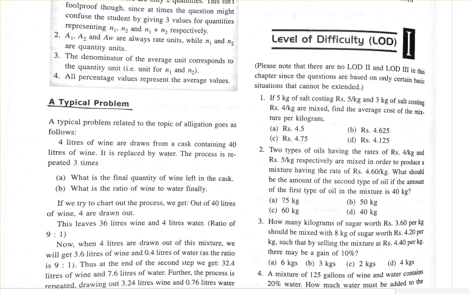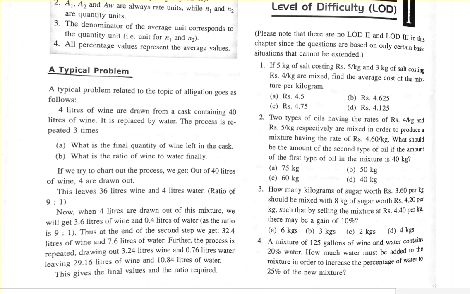Now there are questions. Before that, there's a typical problem. A typical problem related to the topic of alligation goes as follows: 4 liters of wine are drawn from a cask containing 40 liters of wine, and it is replaced by water. The process is repeated 3 times. What is the final quantity of wine left in the cask? What is the ratio of wine to water finally?